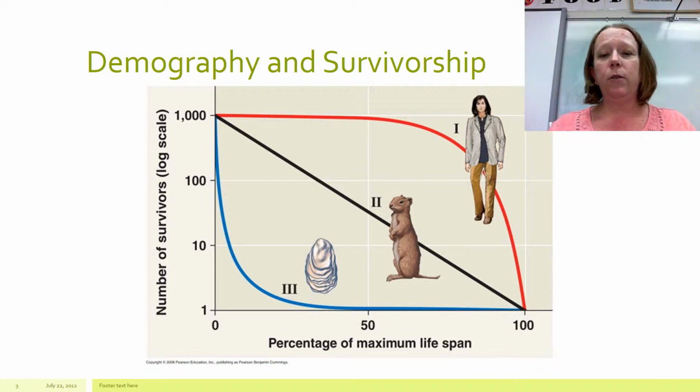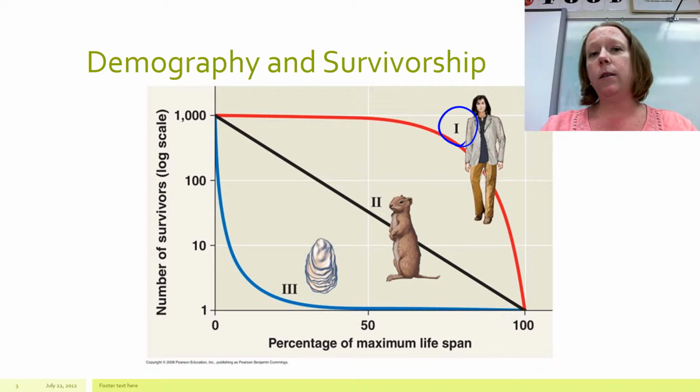So basically there's three main types of curves that we look at, and they're just numbered. So type 1 here is a situation where the organism lives until late in the lifespan and then starts to die off. So humans would be an example of that. We tend to live until the end of our lifespan and then people die of old age.